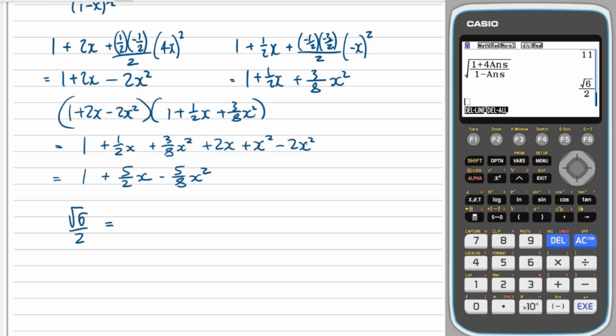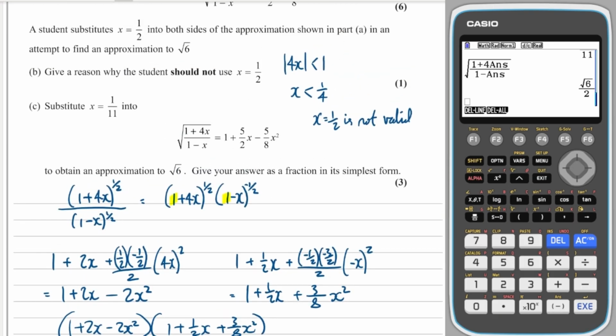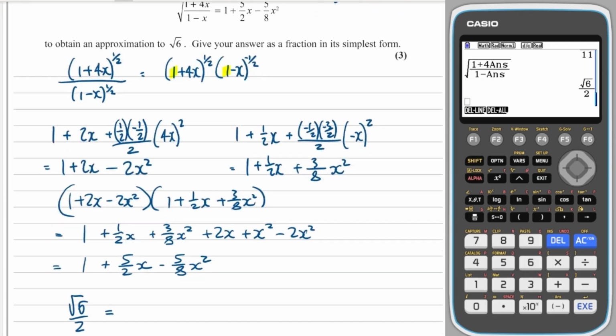And that is equivalent to subbing it into the expansion.